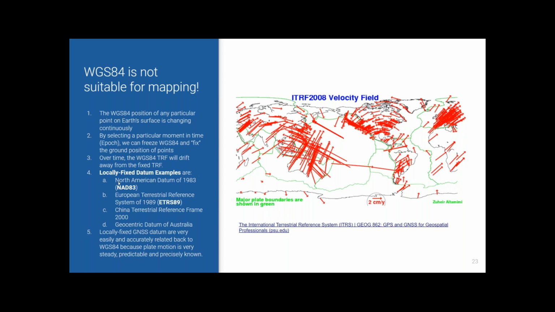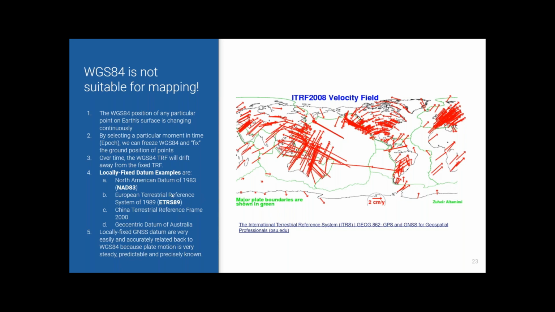So to fix this problem, each national mapping system, or usually whole continents, will get together and create locally fixed datums. Some of the most important ones that I'm familiar with are the North American Datum of 1983. That's the datum that is fixed to the North American plate. So it's WGS84, and then we lock it down so that the coordinates are not going to change as the North American plate moves underneath WGS84. So that works well for North America. It doesn't work well for anywhere else. It's going to be locked to the North American plate.